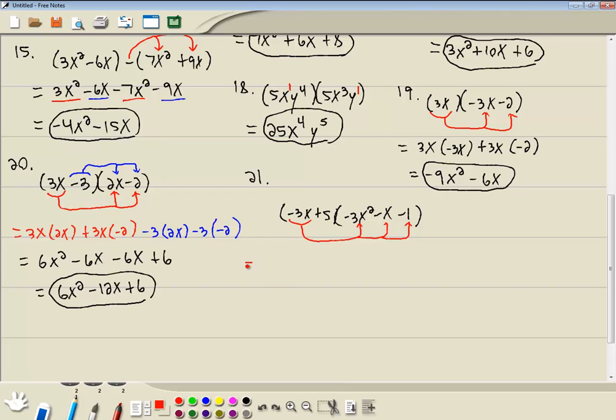Let me write that out first. So we got negative 3x times negative 3x squared, negative 3x times negative x, and negative 3x times negative 1. So again, took my first term here and multiplied it times each term over here. Then I'm going to take my second term, the 5, and multiply it times each term over here. So I'm going to take 5, multiply times negative 3x squared. I'll take the 5, multiply times negative x. And I'll take the 5 and multiply times negative 1.